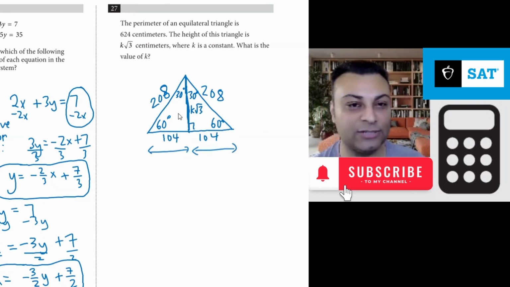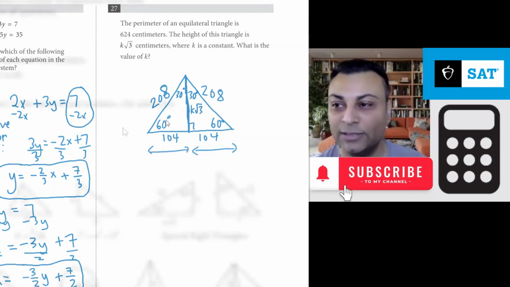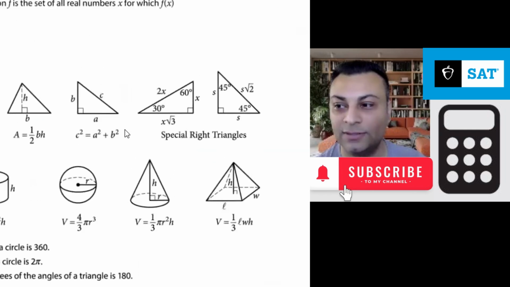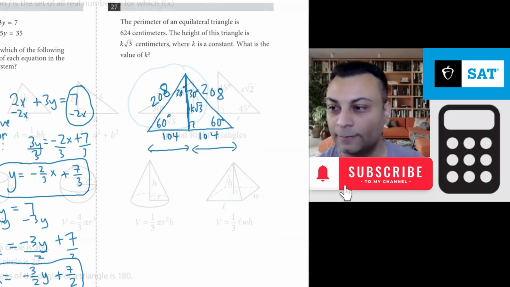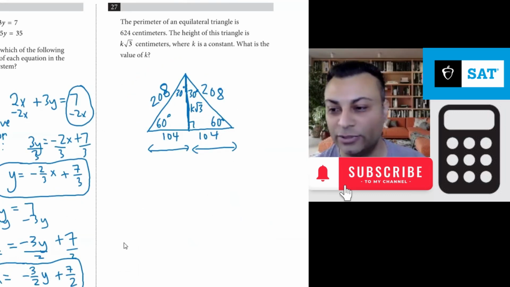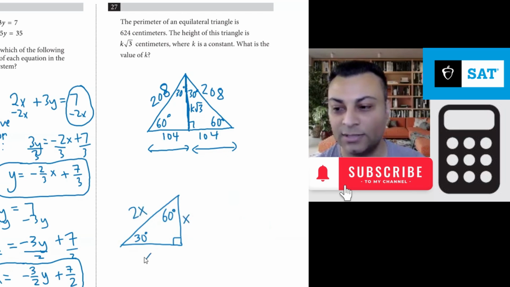So we have a 30, 60, 90 triangle. If you have this memorized, great. They also provided a formula sheet. Let's go take a look. They have this 30, 60, 90 triangle right over here. Let me copy that down. Let's draw the triangle over here. This is the 30 and 60, just what the picture had in the formula sheet. This is 2x, this is x, this is x root 3.